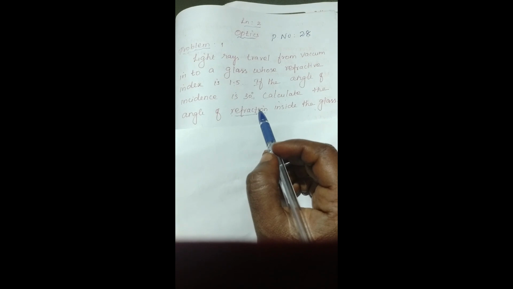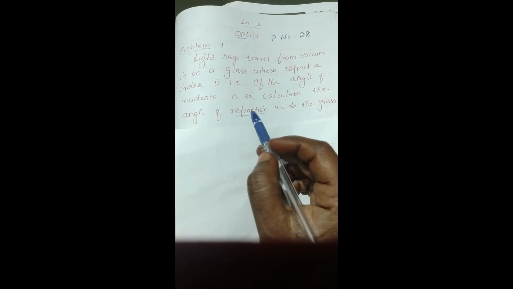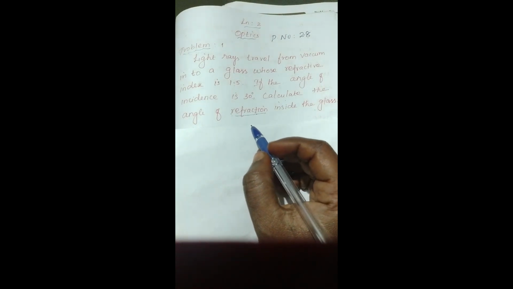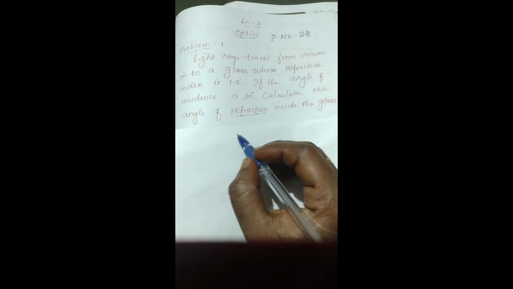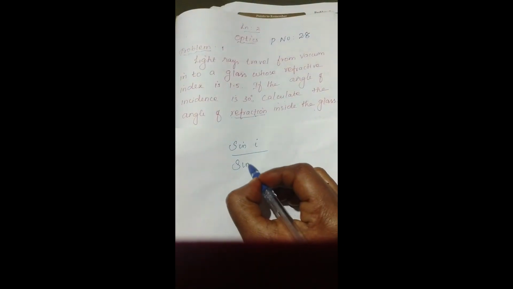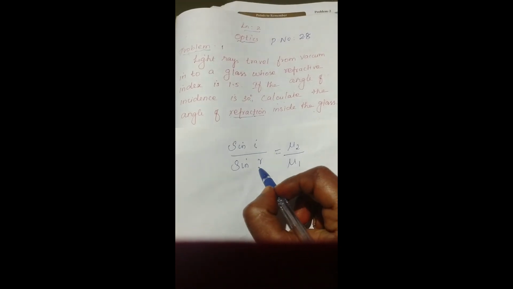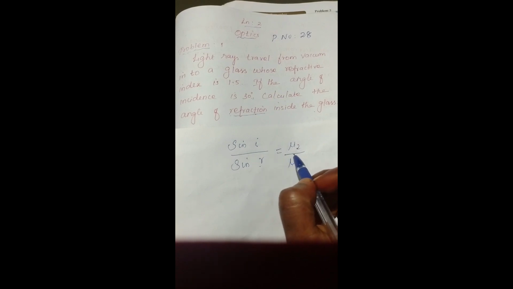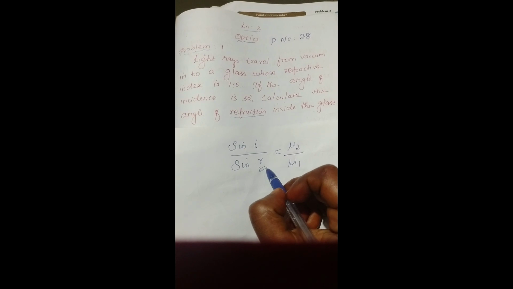See, to calculate this angle of refraction, here we have to use Snell's law. Do you remember what is Snell's law? Ratio of sine of the angle of incidence to the sine of the angle of refraction is equal to refractive index of the second media with respect to the first media. So sin i by sin r is equal to mu 2 by mu 1. Okay, this is the formula. So here we are going to use this formula and we can find the value of angle of refraction.